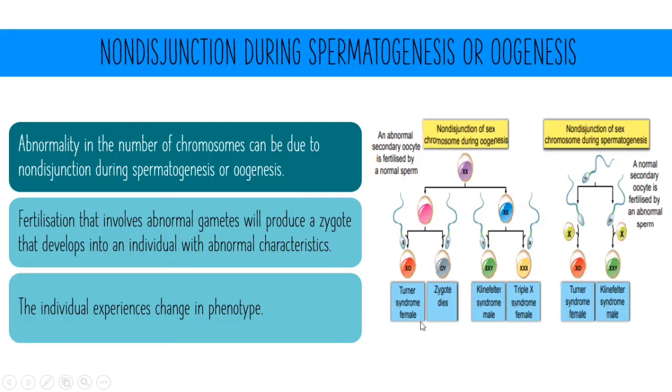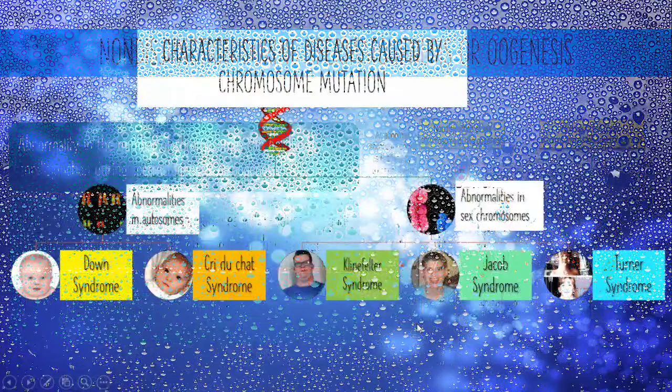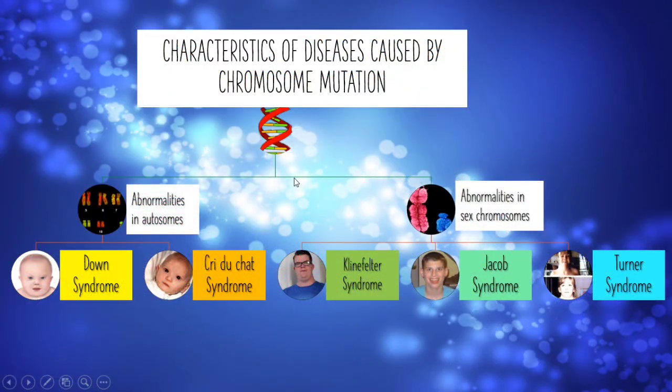So this is the abnormality in autosome. Okay, kalau berlaku abnormality ataupun ketidaknormalan pada autosome akan menjadi anak Down syndrome, Cri-du-chat syndrome. Okay, when there is abnormality in sex chromosome, dia akan dapat anak yang ada Klinefelter syndrome, Jacob syndrome, or Turner syndrome.